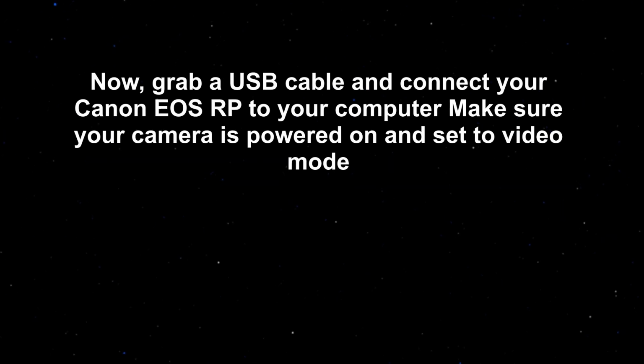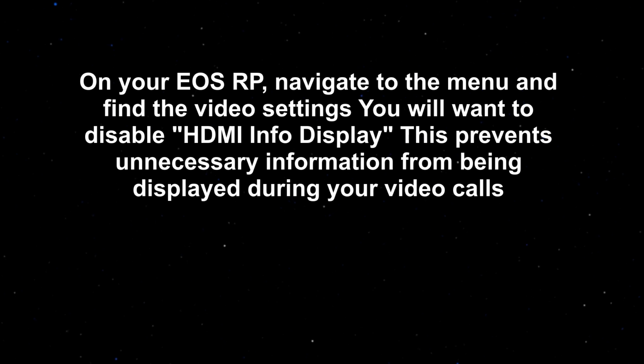Now, grab a USB cable and connect your Canon EOS RP to your computer. Make sure your camera is powered on and set to video mode. On your EOS RP, navigate to the menu and find the video settings. You will want to disable HDMI info display. This prevents unnecessary information from being displayed during your video calls.